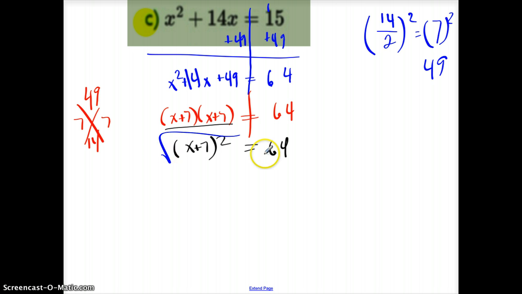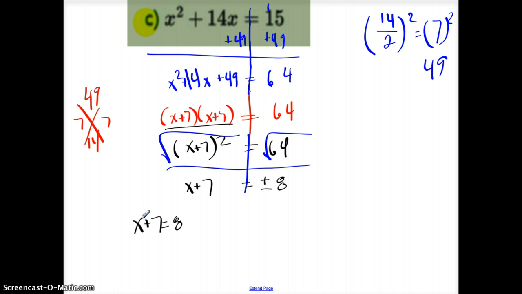Okay. Square root this side, square root this side. Nice thing about this one is I actually have an answer. So I'm going to solve this side. I'll have x plus 7 equals plus or minus 8. Now I still have a plus or minus, positive or negative, so I'll have two answers. X plus 7 equals positive 8, and then I'm going to have the negative answer, x plus 7 equals negative 8. I'll minus 7, I'll minus 7, okay, I'll solve x equals negative 15.